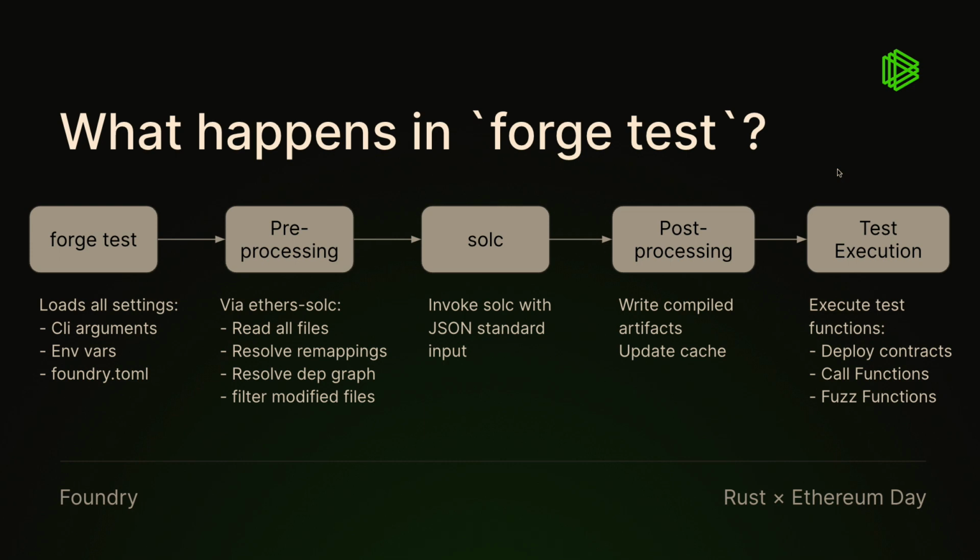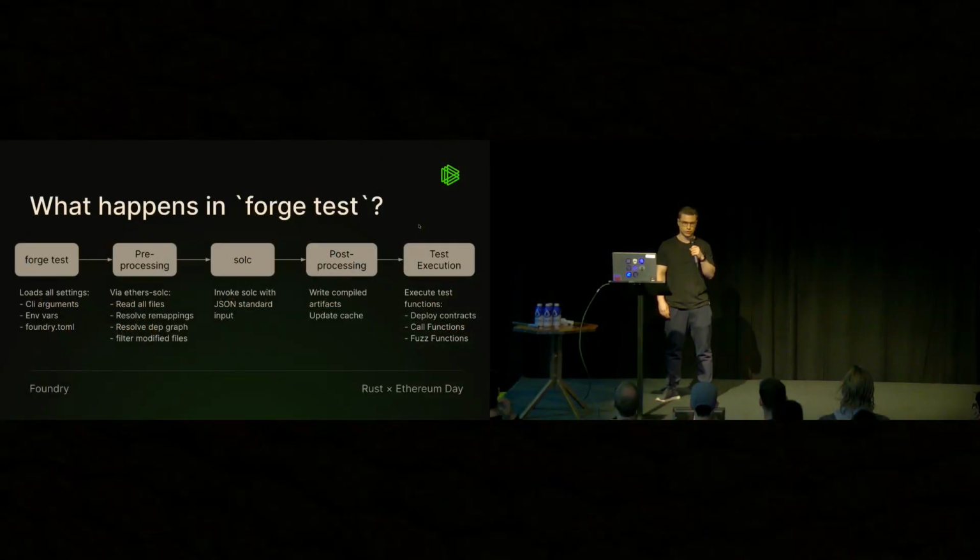Then we go to the pre-processing phase where we read all the project graph, all the files that are included in the project. And then we apply the remapping, so we get the entire graph that this project consists of. So this is how we check whether a file changed, if it needs to be recompiled, or it can be omitted because we already have it cached from a previous run. So this speeds up recompile time drastically.